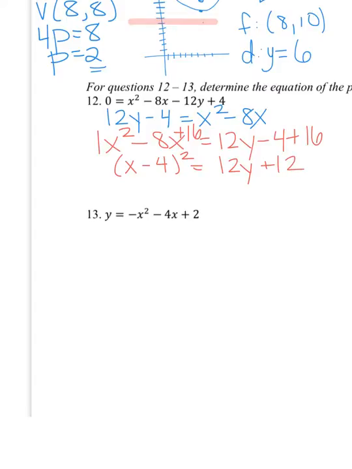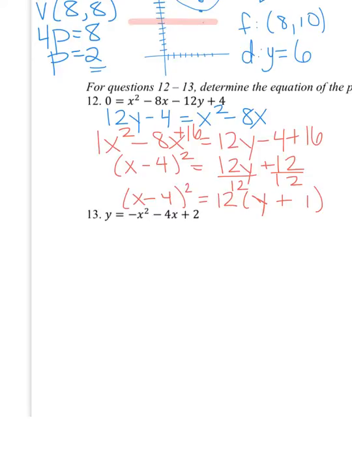Now again though, I need to have a 4p. So I'm going to divide by whatever the coefficient in front of y is, which is a 12, and I'm going to pull that out. So equals, the 12 comes out. 12y divided by 12 is 1y. So I'm supposed to get 1y. If I get anything else, something is wrong. And then 12 divided by 12 is 1. Over here I have x minus 4 squared.